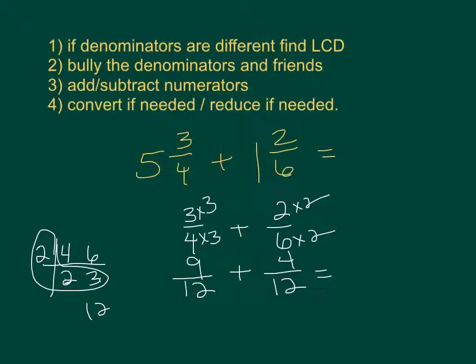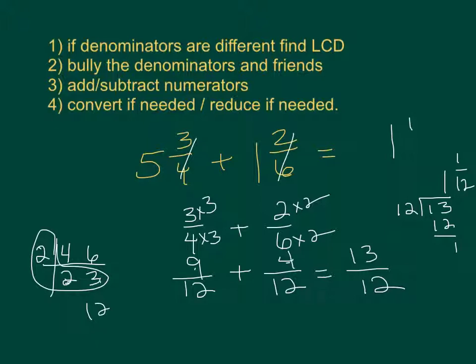All right, step 3, add the numerators. 9 plus 4 is 13. And the denominator stays the same. It was a 12, it stays a 12. Convert if I need to. I do. This is an upside down snowman. This number is bigger than this number. So bottom into top. Remainder is the numerator. You probably could even just look at that and see what it's going to be. Once with 1 left over. So the fractions add together to be 1 and 1/12.